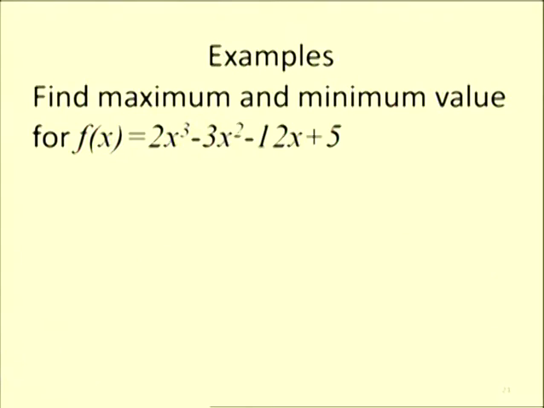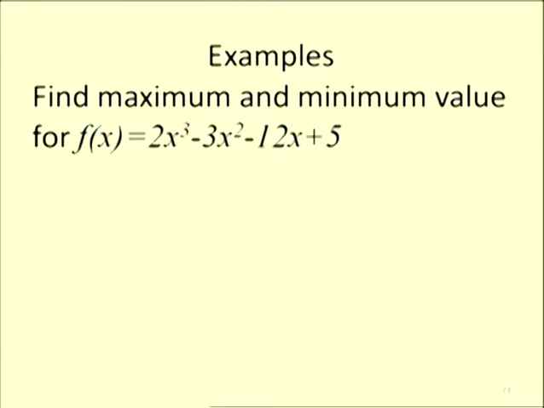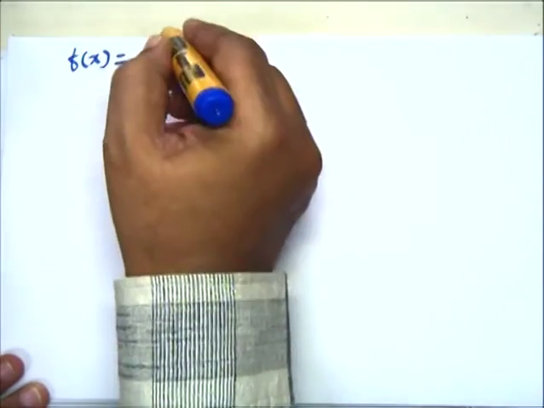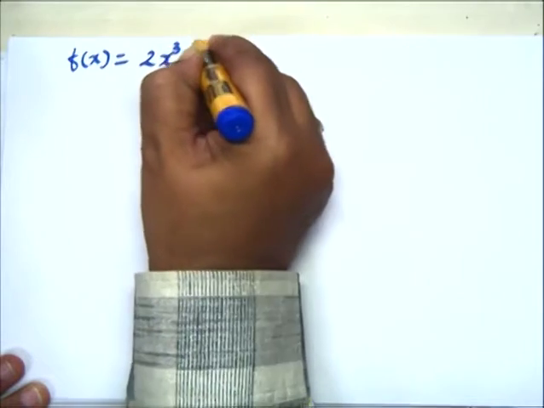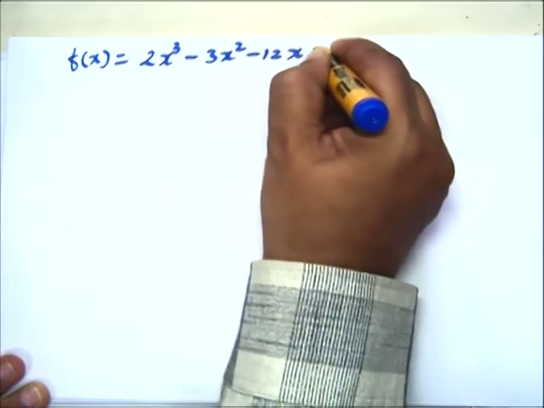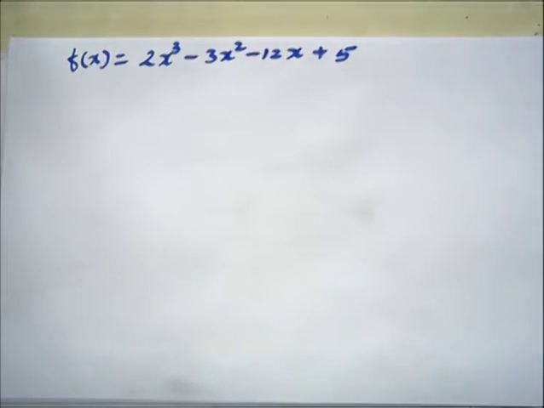Now let us see one more example. Here we are asked to find the maximum and the minimum value of the function 2x cube minus 3x square minus 12x plus 5. So let us solve this example here. We are given f x is equal to 2x cube minus 3x square minus 12x plus 5. This is the function given to us.